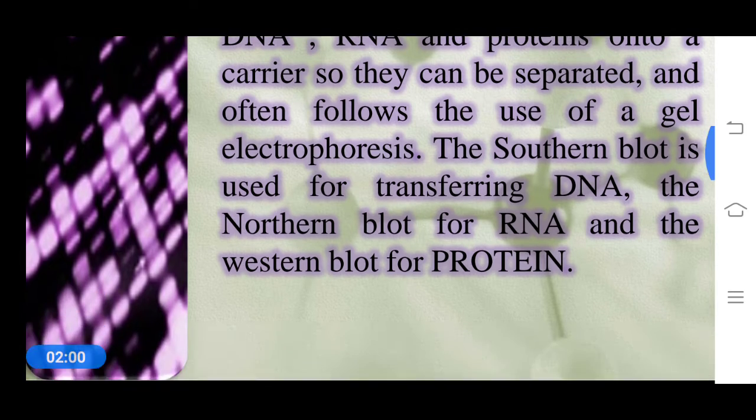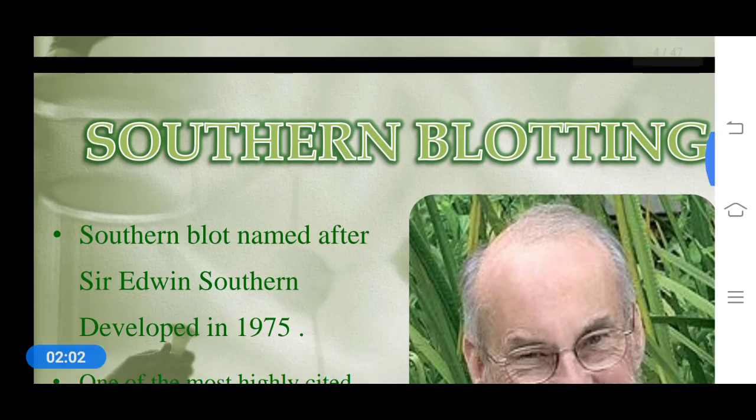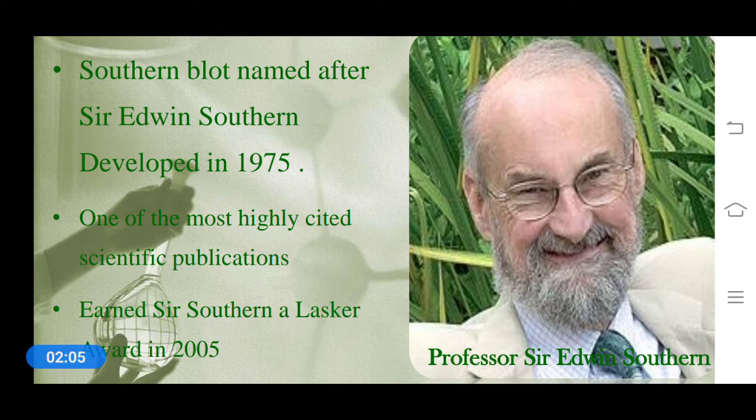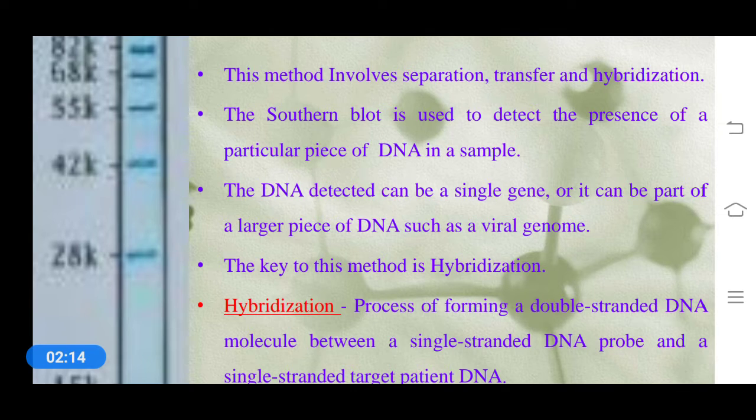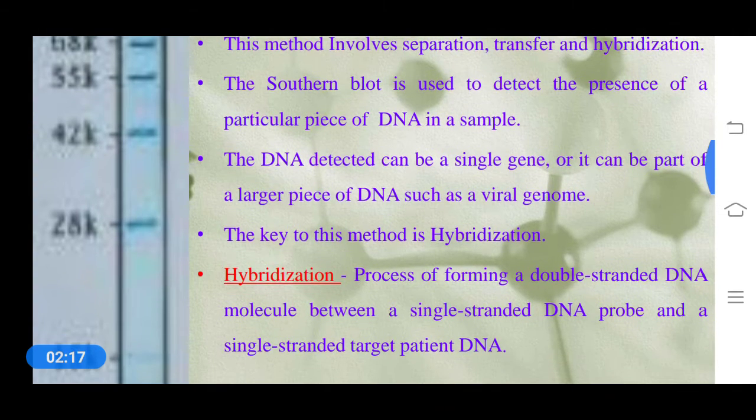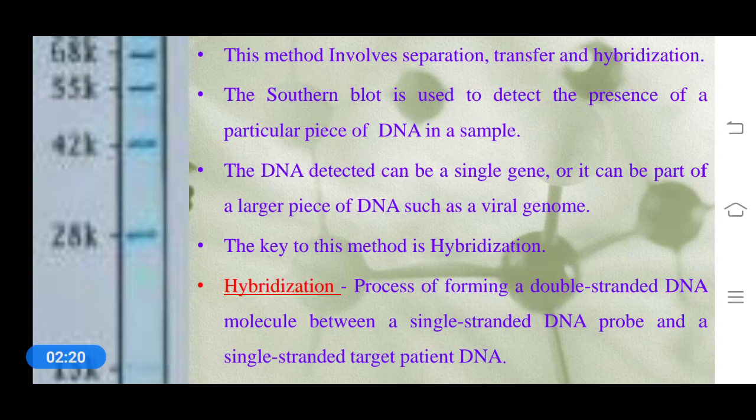Now let's see what is southern blotting. This was developed in 1975 by Edwin Southern for the identification of DNA. Southern blotting involves separation, transfer and hybridization of DNA. For separation, firstly genomic DNA is isolated.